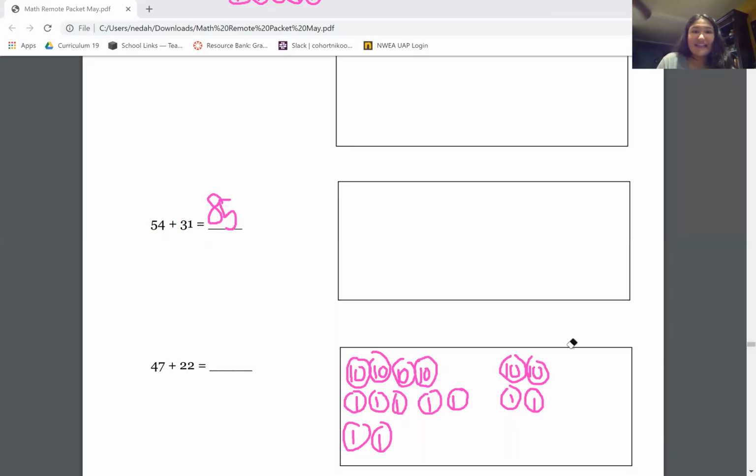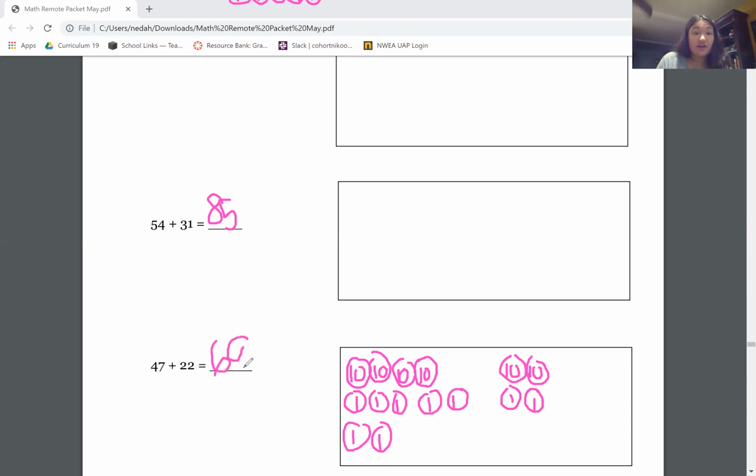Let's see how you did. For 47, you draw 4 dimes and 7 pennies. For 22, we should have 2 dimes and 2 pennies. Let's count the total. 10, 20, 30, 40, 50, 60. Can we make a new 10? No, we cannot. So we have 60, 61, 62, 63, 64, 65, 66, 67, 68, 69.